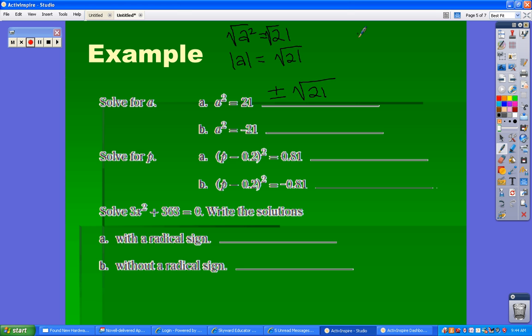Now this one's a little different. a squared equals negative 21. Square root both sides. I have the absolute value of a equals the square root of negative 21. This negative causes us some problems. There are still going to be two answers here, so it's still plus or minus. But now we're going to say i square root of 21. You've got to pull that negative out. You cannot have a negative underneath the square root.